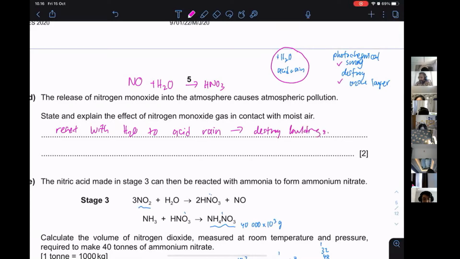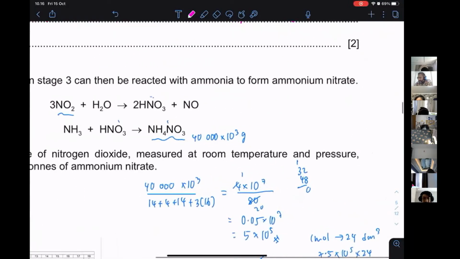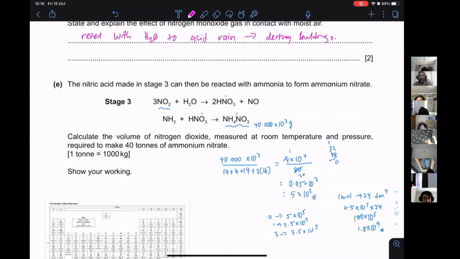Now, the nitric acid made in stage 3 can be reacted with ammonia to form ammonium nitrate. Here they have given you 2 equations, and they want you to calculate the volume of nitrogen dioxide, measured at room temperature and pressure, required to make 40 tons of ammonium nitrate. So the end product they give you is 40 tons. In chemistry, we don't deal with tons, we always deal with gram, because number of moles must be in gram.